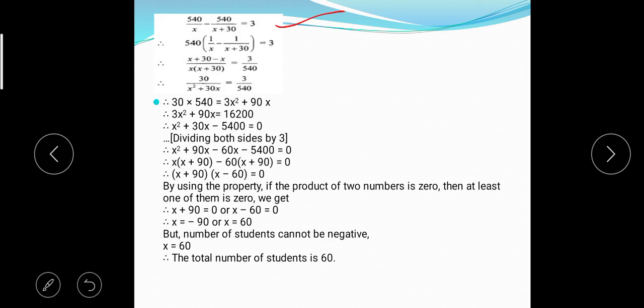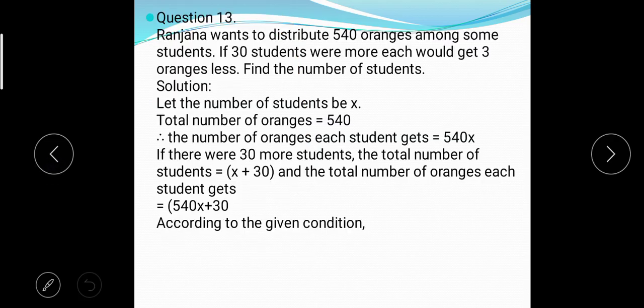Equation. Why? Because if you write this equation correctly, then the next steps are very easy. You just have to solve the equation. That's why read the question. 540 oranges among the x students. Number of students is x. Total distributed oranges are 540.